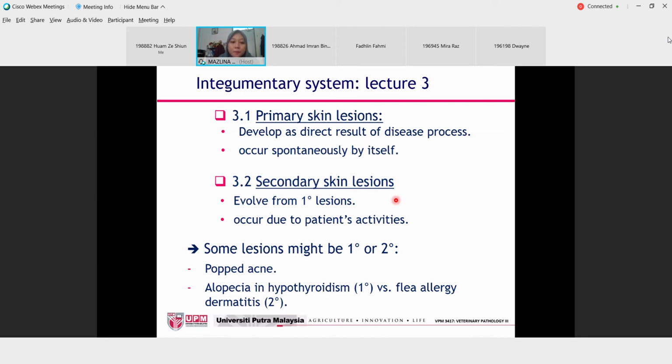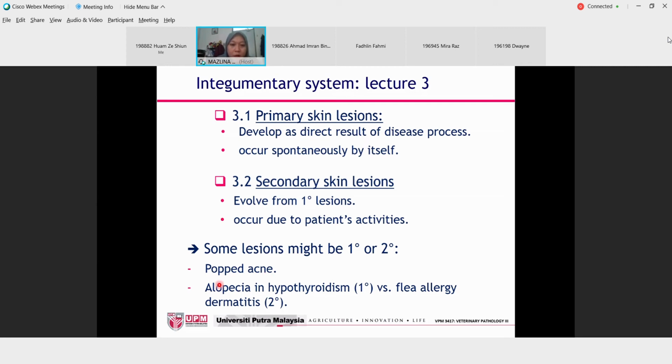Meaning, for example, you know acne? Acne is a pustule, right? So a pustule is a primary skin lesion. But if let's say you pop the acne, you are the one that caused the acne to rupture, resulting in the formation of erosion on the skin. So erosion in this case is secondary to the pustule, because of the pustule rupture that is due to you rupturing the acne.